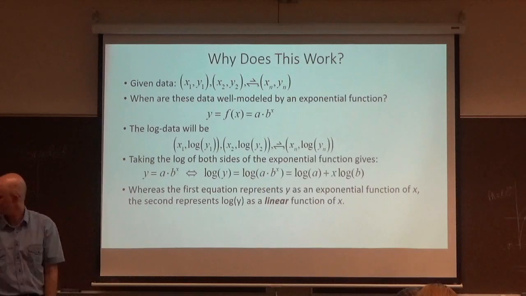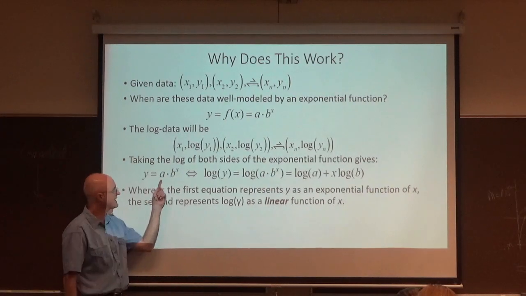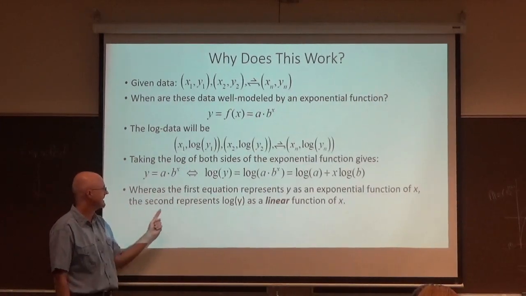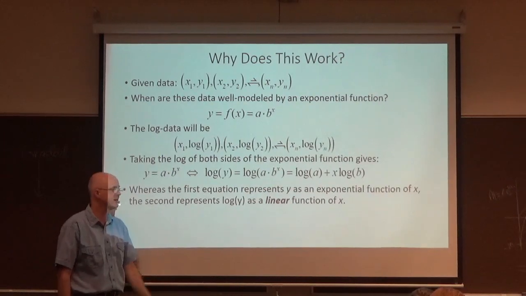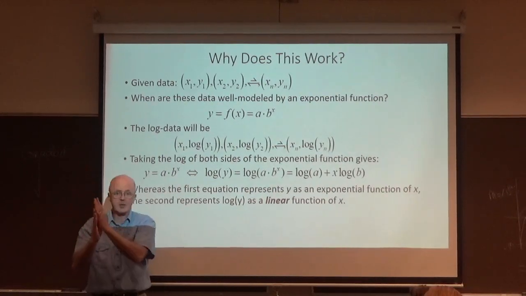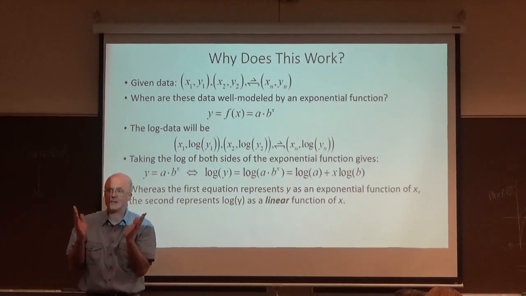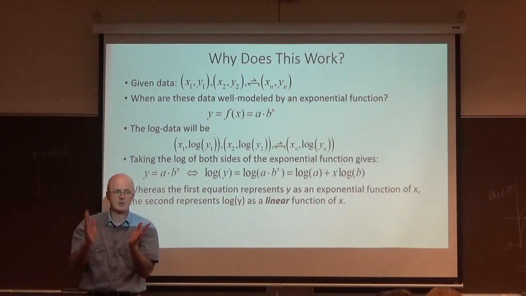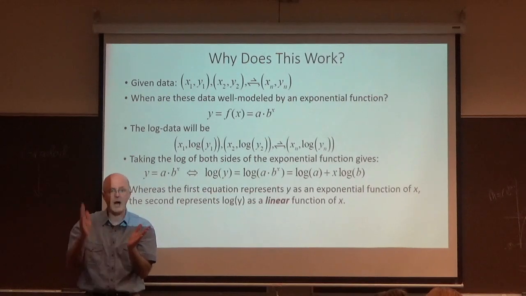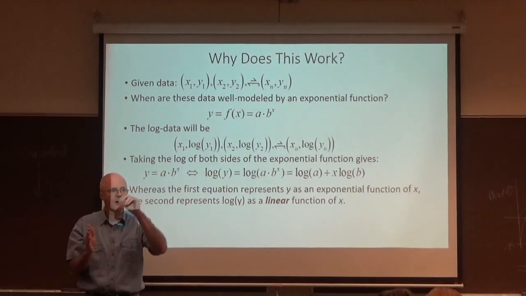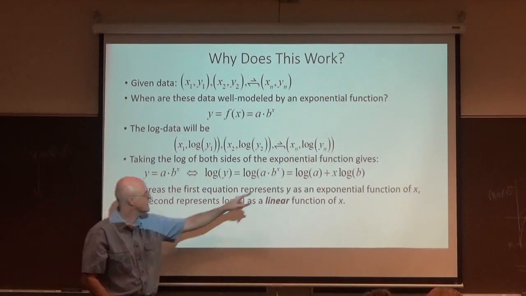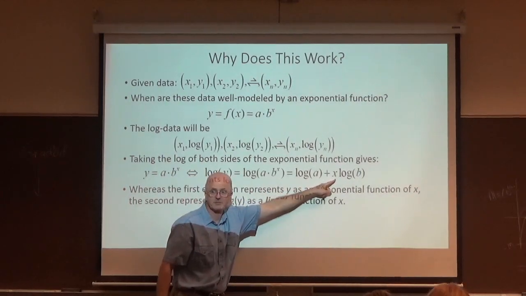Whereas the first equation over here represents y as an exponential function of x, the second represents the log of y as a linear function of x. So if you take the log of the y coordinates of all your data points and plot it in a new graph where the vertical axis is the log of y, the data will follow a linear trend. A linear function of x, x to the first power.